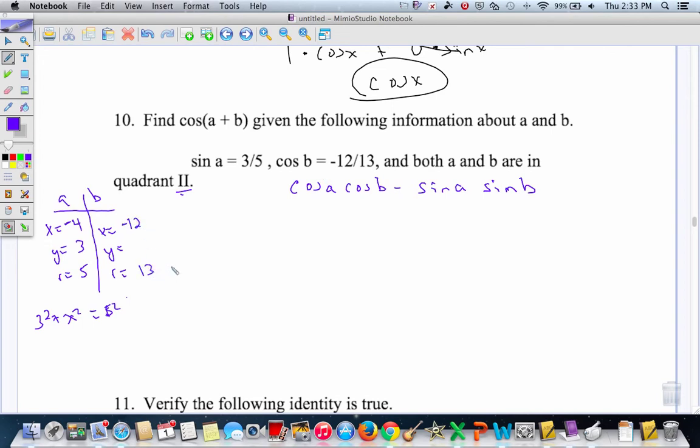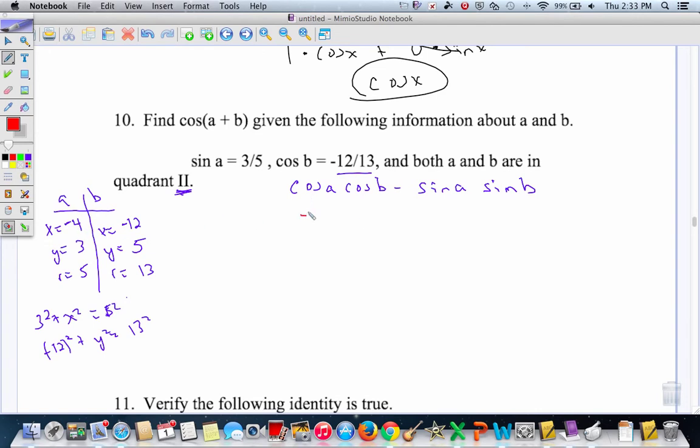Same thing for b. b is cosine, so we're given x to be -12 and r to be 13. X is a negative value for two reasons. Number one, we're in quadrant 2, and for this fraction to be negative, one of the two values has to be negative. R is always positive. So again, same idea, -12 squared plus y squared equals 13 squared if we use our Pythagorean theorem. Or if maybe remember from our work in geometry, y would be 5.